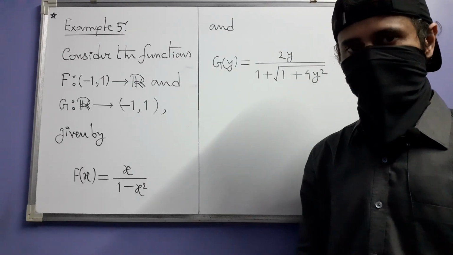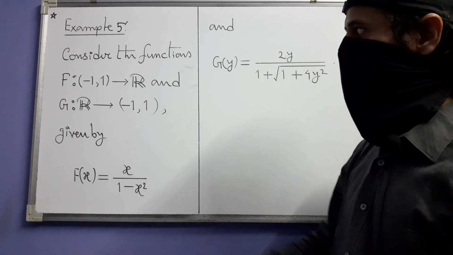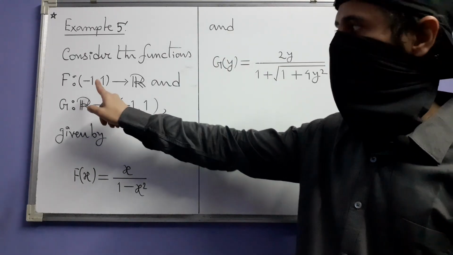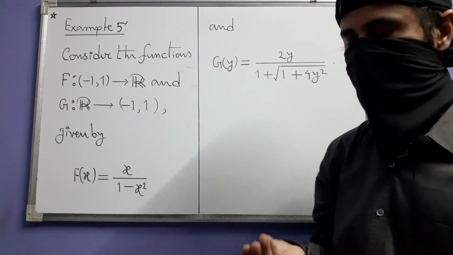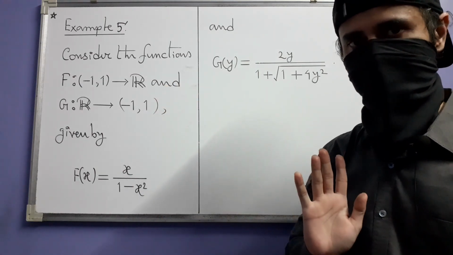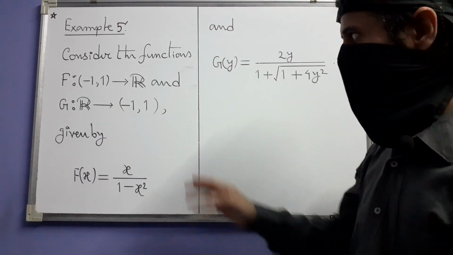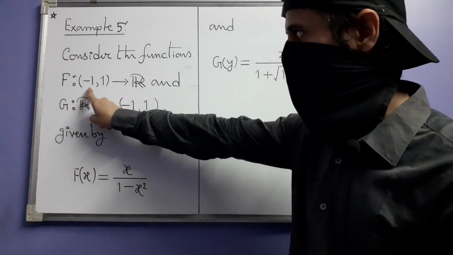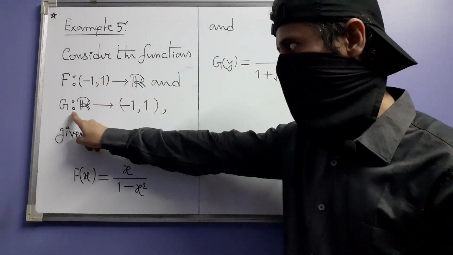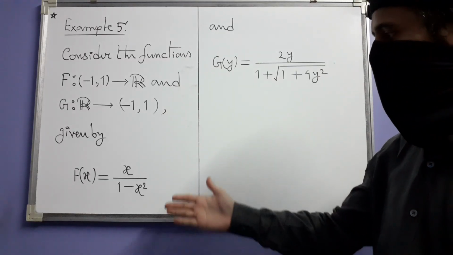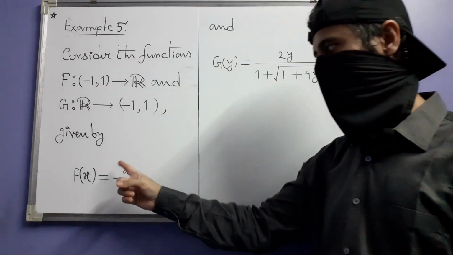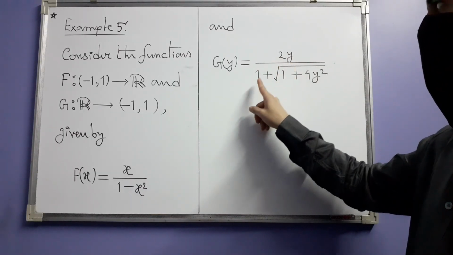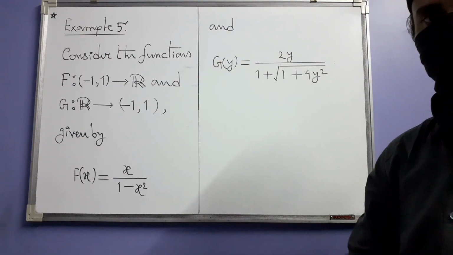Next, in example 5 also we have two functions. This time, however, one of the spaces is this open interval (-1, 1), with the subspace topology it inherits from the standard topology on R because it's a subset of R, and R of course has its standard topology, that's the other space. So f maps this open interval into R, and the other function g maps R into this open interval, and the rules are these. f of x is x divided by 1 minus x square, and g of y is 2y divided by 1 plus square root of 1 plus 4y square.